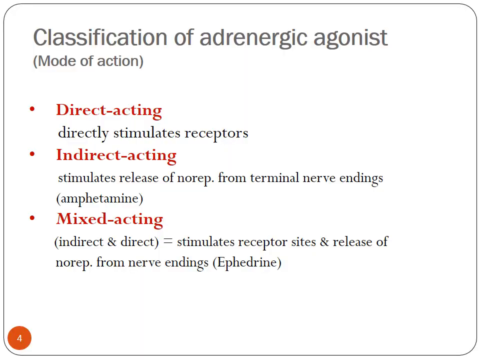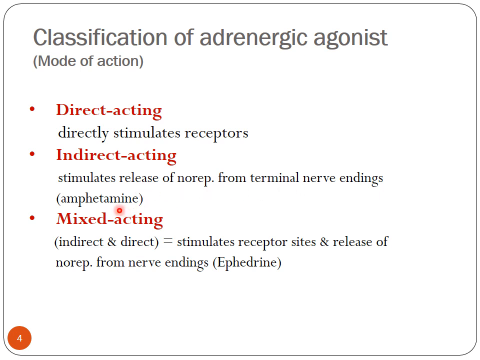Regarding the classification of adrenergic agonists, this classification is based on the mode of action. We have direct acting, indirect, and mixed. The direct acting, from its name, will stimulate the adrenergic receptors directly. The indirect acting sympathomimetics have nothing to do with the receptor, but stimulate the release of noradrenaline from the nerve terminal.